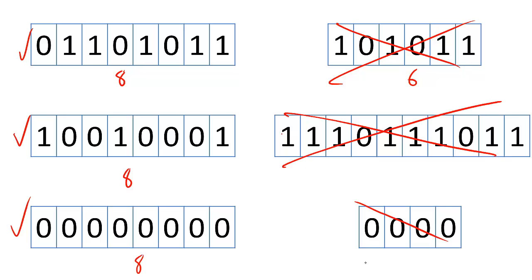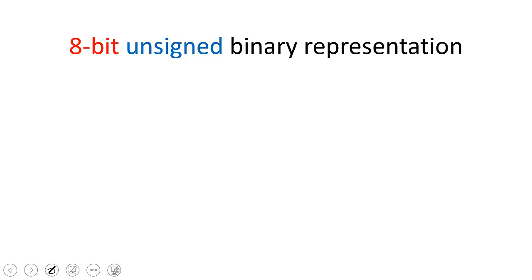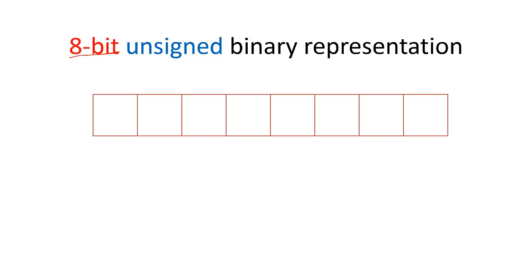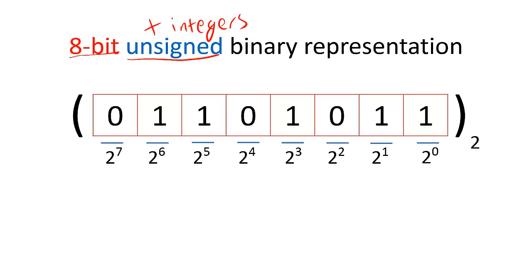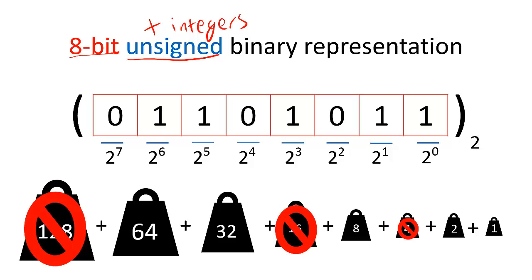Let's look at a representation called 8-bit unsigned binary numbers. This phrase, 8-bit, tells us the width of the number represented in binary, and that we should interpret the number in base 2. The word unsigned tells us that all the numbers we represent will be positive integers, and that we will use the positional notation interpretation of the binary bits.